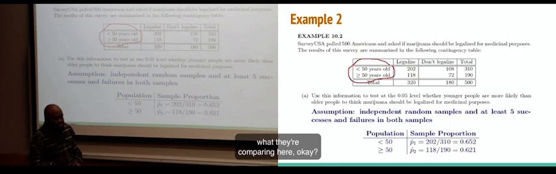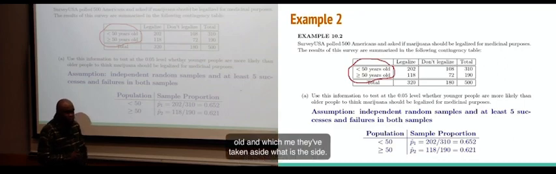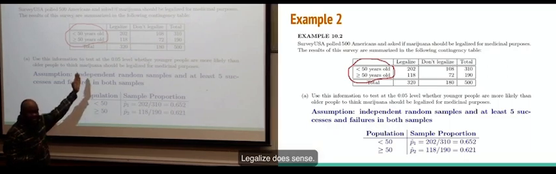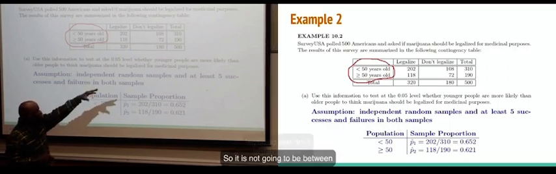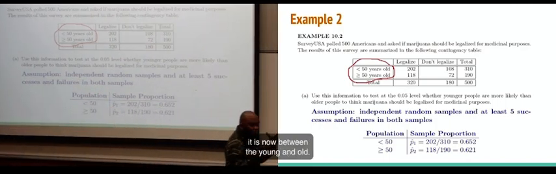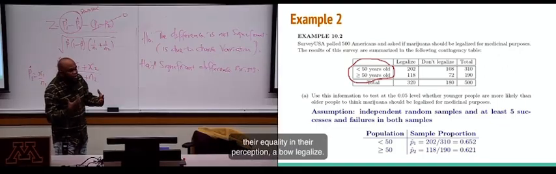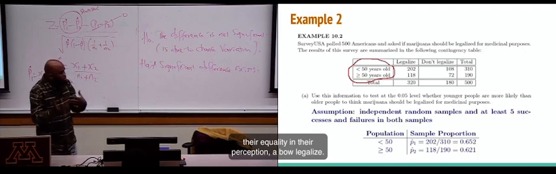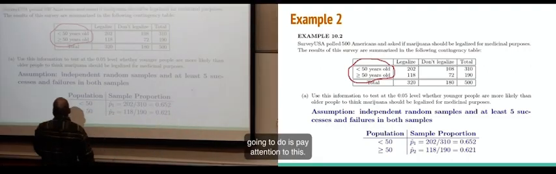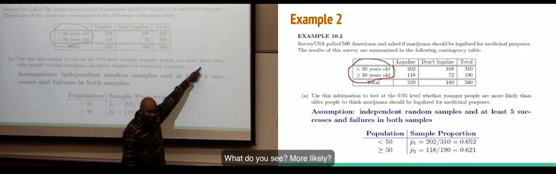What they are comparing here is only the perception of the young and the old. Which means they've taken a side. What is the side? Legalize. Does that make sense? So it is not going to be between legalize and don't legalize again. It is now between the young and old. They really want to test whether there is equality in their perception about legalize. Now, if that is going to be so, the next thing you're going to do is pay attention to this. What do you see? More likely.